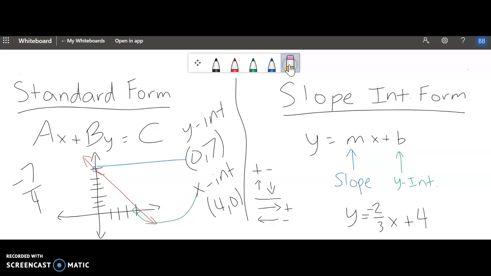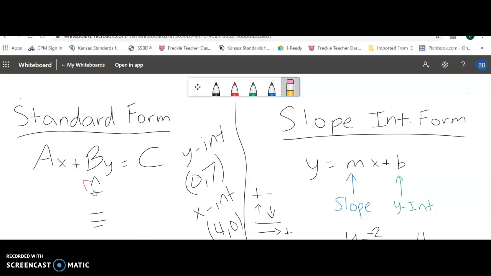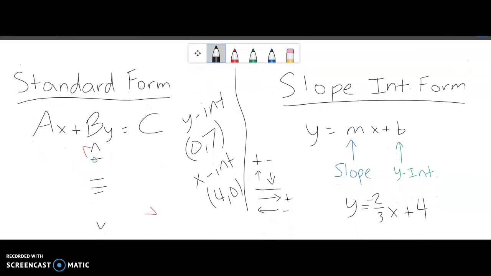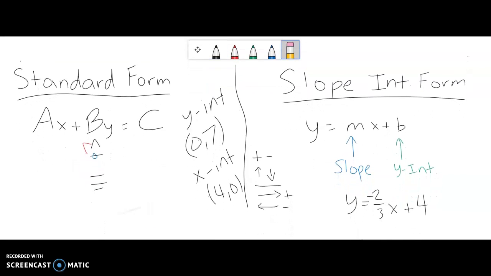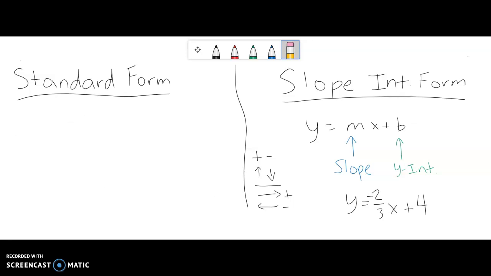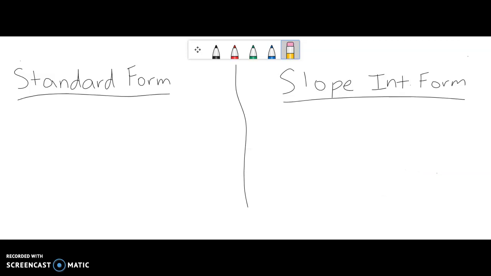And then the last part of this video, I just wanted to go over how to convert from standard form. Excuse me, I accidentally brushed this. Let me make this go down just a little bit. There we go. Okay. So let's practice converting from standard form to slope-intercept form. Just real quick, just the basics of that, because we do want to graph things from using slope-intercept form. And I talked about why just a second ago in this video.